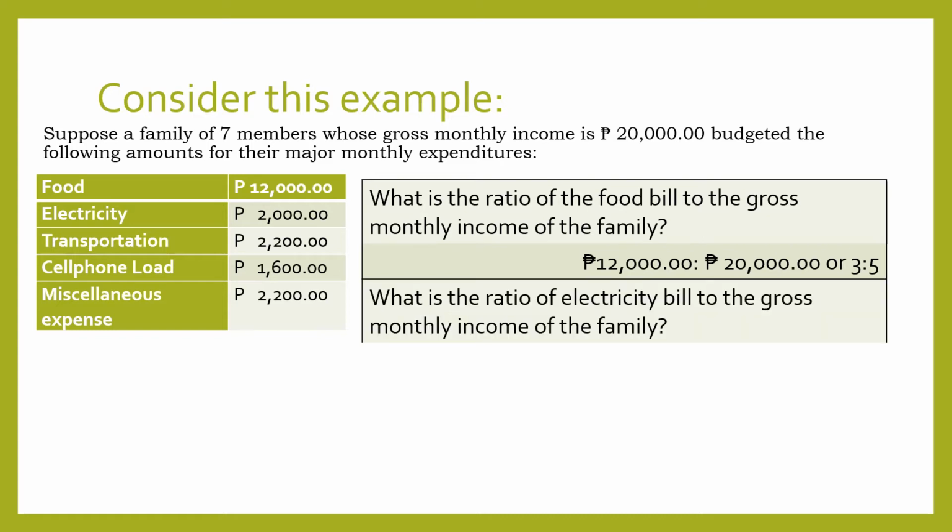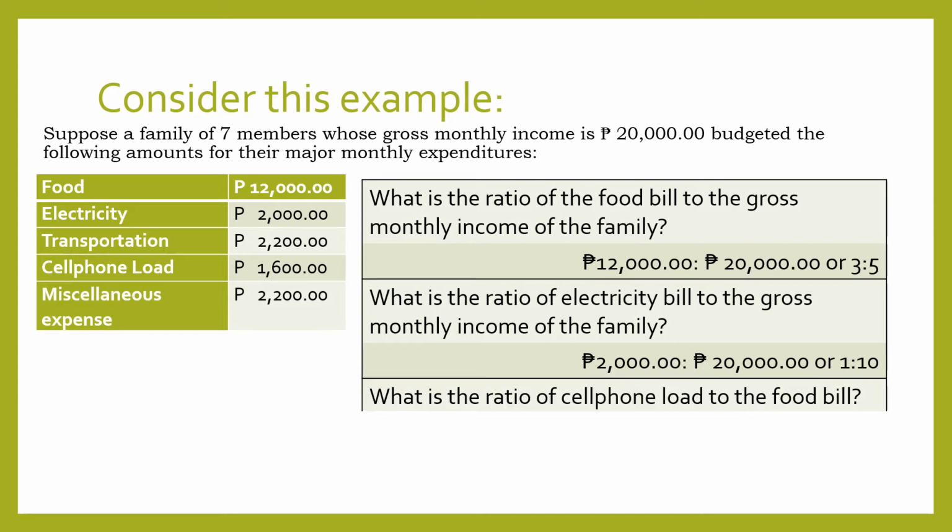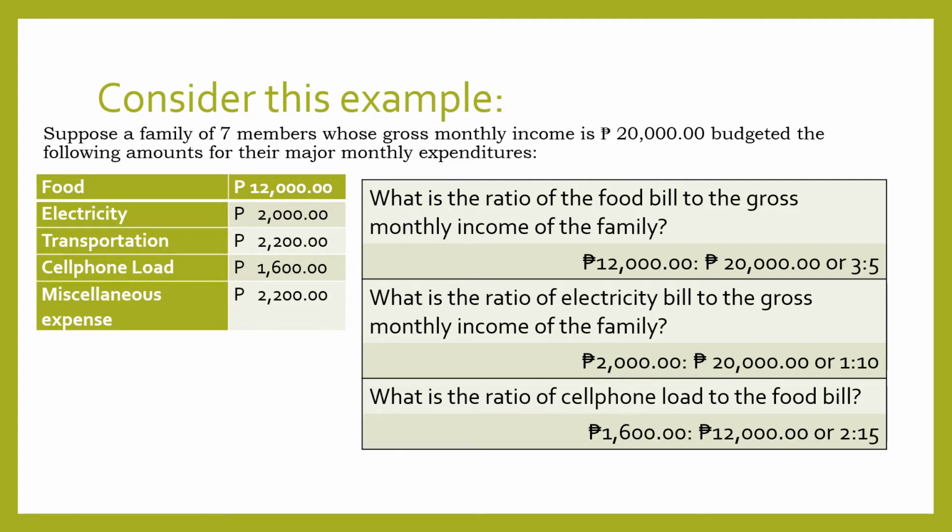Next question: what is the ratio of the electricity bill to the gross monthly income of the family? It would be 2,000 is to 20,000 pesos. To simplify, it will be 1 is to 10. Another: what is the ratio of cell phone load to the food bill? The answer would be 1,600 is to 12,000 pesos. And to simplify, this will be 2 is to 15.